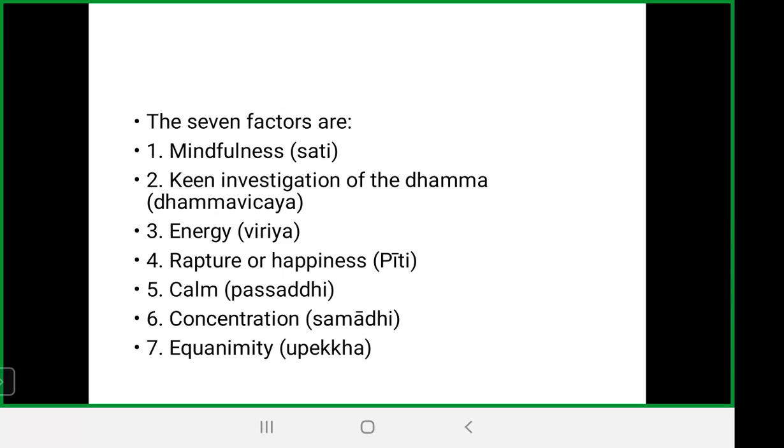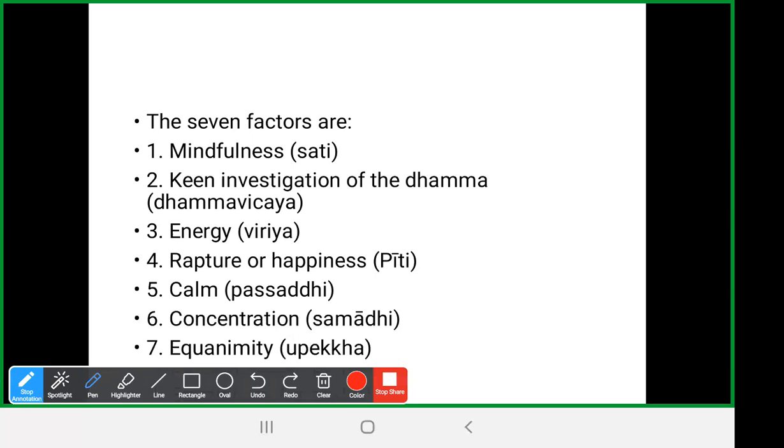Number 3, energy or effort, viriya. Number 4, rapture or happiness, piti. Number 5, calm, passaddhi. Okay, 6, concentration, samadhi, and 7, upekkha. All right, so just remember, we go for a shortcut. The first one is sati, dhamma vicaya, viriya, piti, passaddhi, samadhi, upekkha. Right. So how do you remember the Pali? I will teach you one of the shortcut ways. You just remember S, V, V, P, P, S, U.